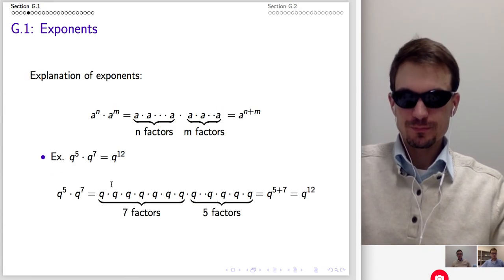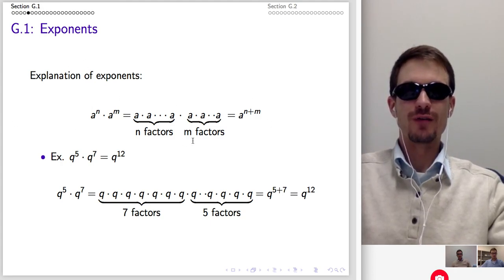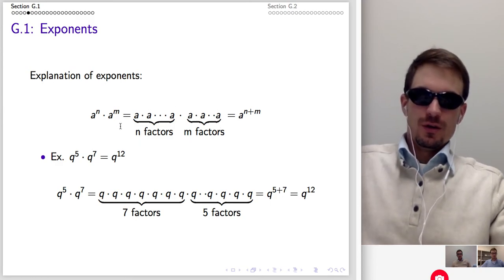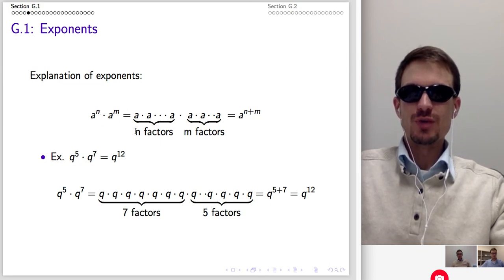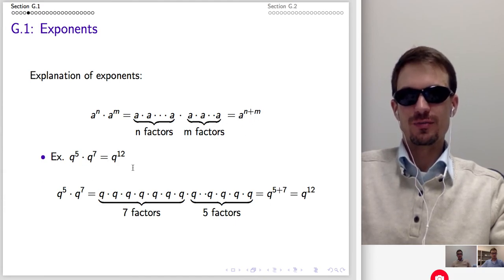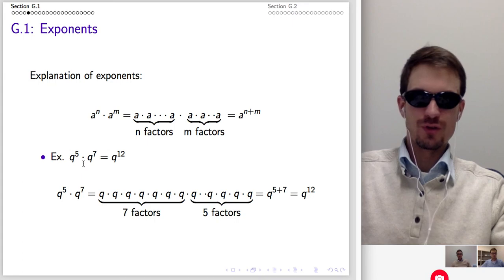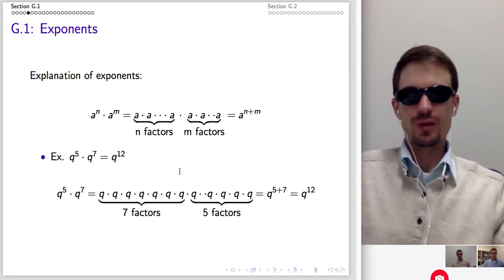Okay. So here's an explanation of the exponents a little bit more clearly. This is what I've been saying verbally. Now here we can see this visually as well, right? So suppose we have this rule a to the n times a to the m. This just means we have n factors times m factors. And if you look at this, oh, this is a to the n plus m factors. So here's an example with q's, q to the 5th times q to the 7th is q to the 12th. And like I said, this can work for q, this can work for x, any letters, any numbers, whatever we'd like it to be for our base.